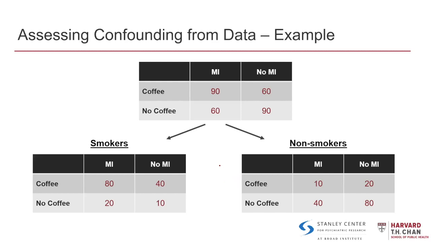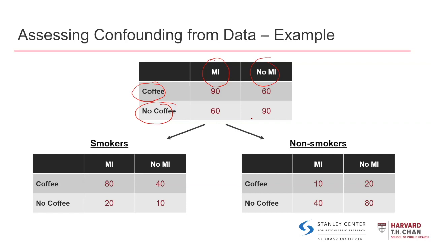So let's try to look at this and break down into the strata of confounders. So as we mentioned, smoking is our potential confounder. As a reminder, our exposure is coffee consumption. Our outcome is MI. We have the non-exposed group. We have the non-diseased group. And we have this 2-by-2 table, which we have seen in the earlier slides.